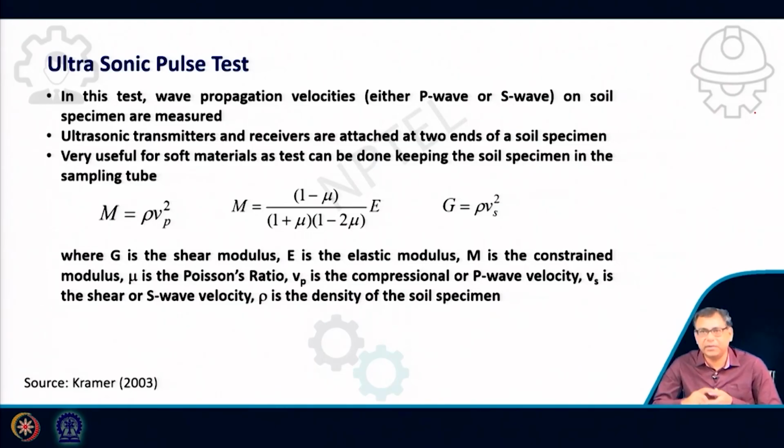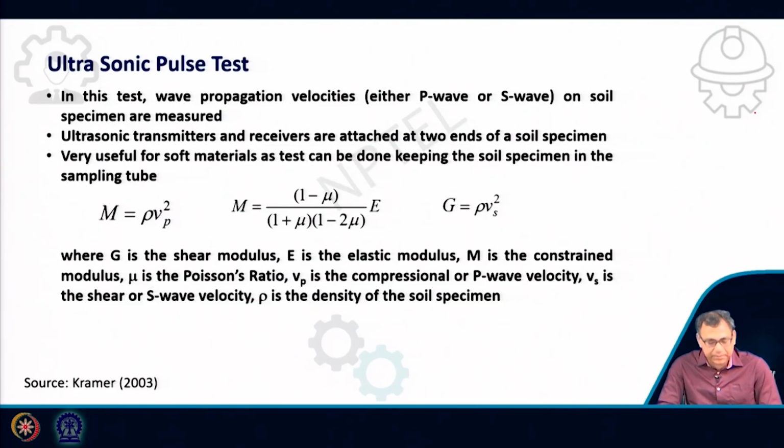Similar to the Bender element, we attach the transmitter and the receiver to the two ends of the soil sample. It is very useful for soft material, as the test can be done keeping the soil sample in the sampling tube. Since it is very soft material, we can keep it in the sampling tube and conduct the test.